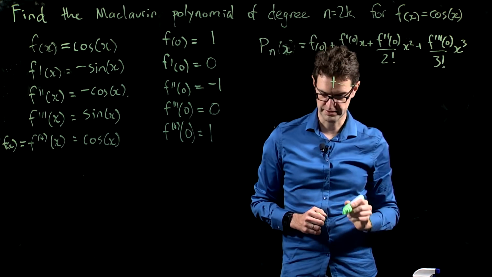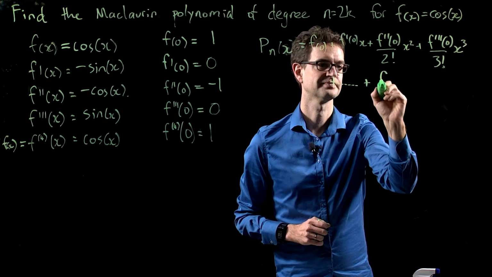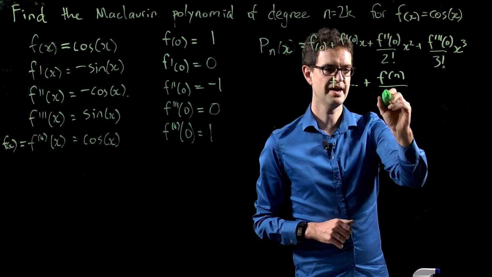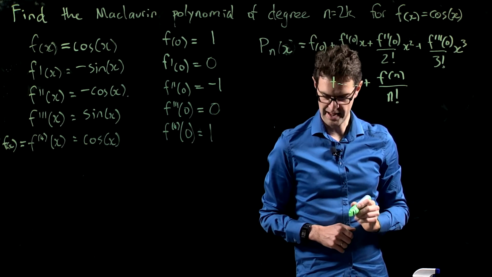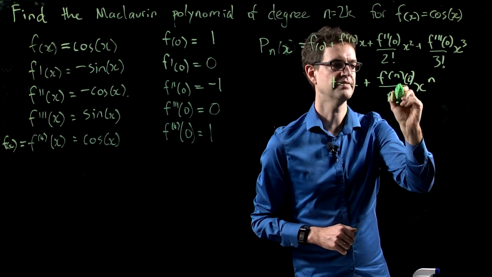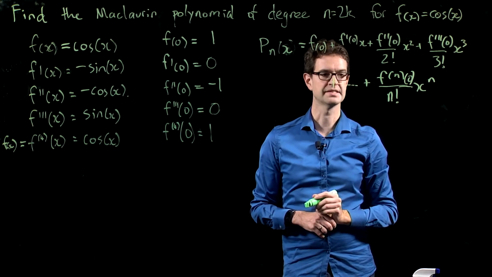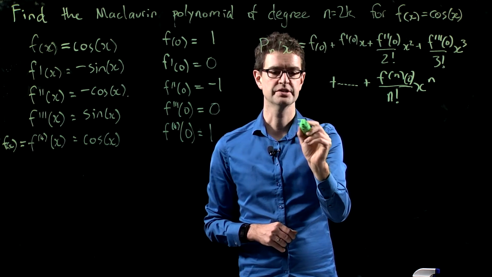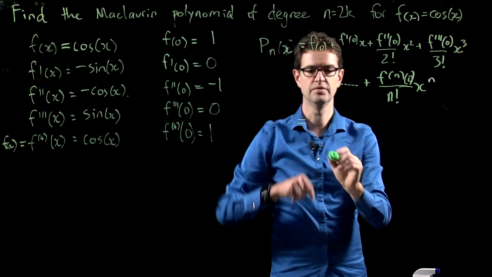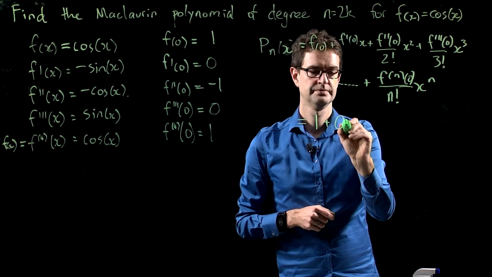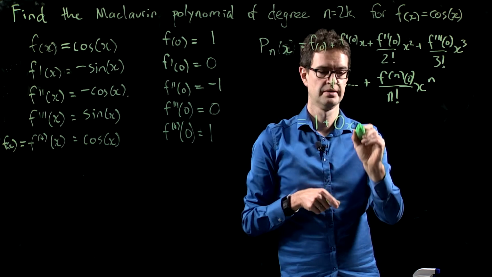So I'm just going to get bored, so we'll put dots in. And then I'm going to have the nth derivative divided by n factorial multiplied by x to the power of n. And obviously that's evaluated at x equals 0 there. And so now, this is actually just a matter of plugging numbers in.